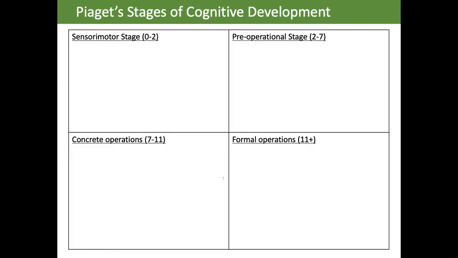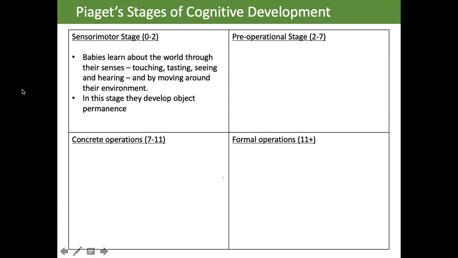So it's important to understand what skills children have, and particularly which reasoning skills children have at each stage. So we start with the sensory motor stage, which is when they are 0 to 2. Now at this point, babies learn about the world through their senses, touching, tasting, seeing and hearing, and by moving around their environment. So they start to be little scientists straight away, and this explains why really young children will kind of put anything that they find in their mouth and they'll hold it in their hands because they're trying to figure out the world through their senses.